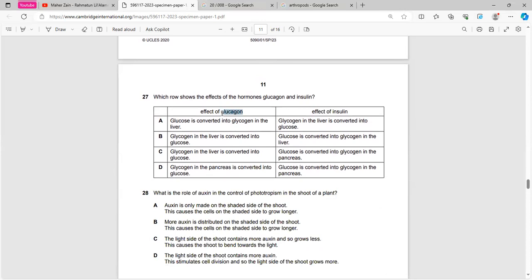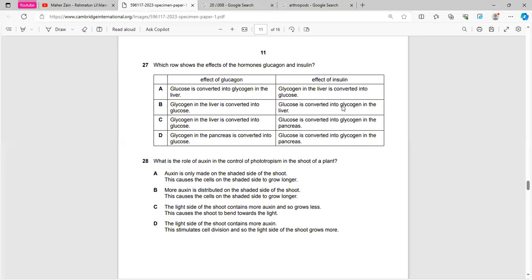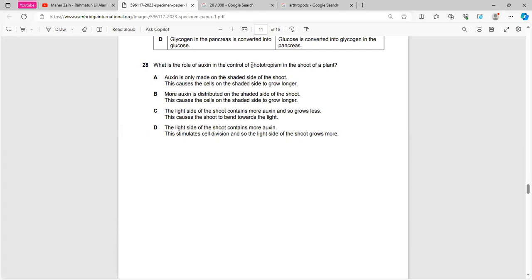Glucagon is basically adrenaline. It converts glycogen to glucose. Insulin converts glucose into glycogen. Role of oxygen. What is phototropism?